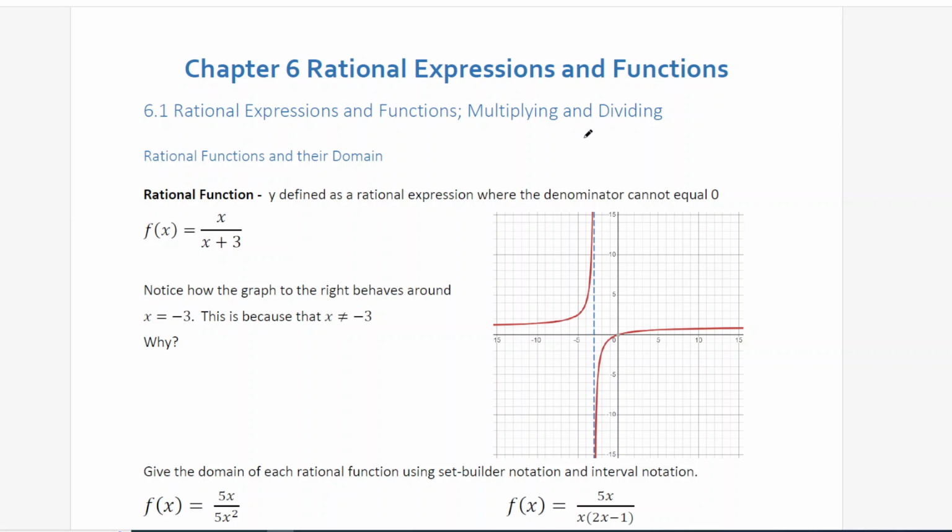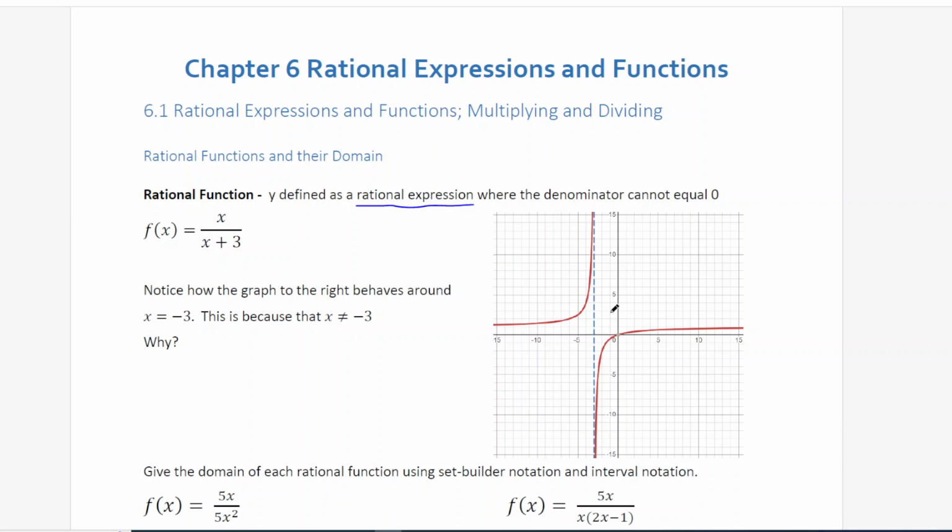So the first thing is that something that is rational is something that can be written as a fraction. So I consider a rational expression something where there is a variable in the denominator. Now, this is an example of a rational function, which is defined as y as a function of x, where x is in an expression where there's an x in the denominator, right? So a rational expression has an x in the denominator, and then a rational function is y defined by a rational expression.